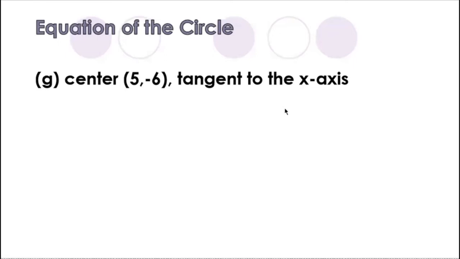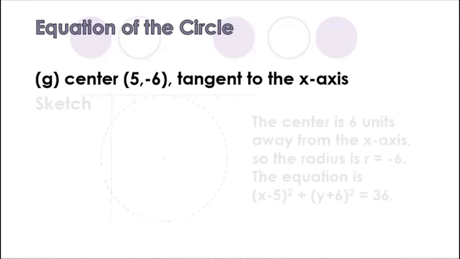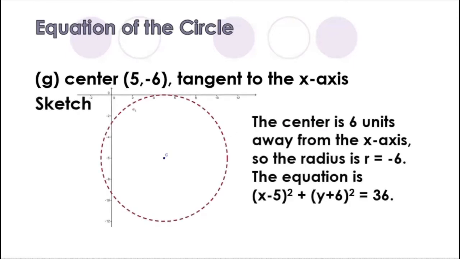So, ibig sabihin yung circle ay magta-touch at exactly 1 point doon sa y-axis. Yung point na yon ay tinatawag na point of tangency. So, pag in-sketch natin, ito ang kanyang sketch. Nilagyan natin siya ng red broken circle kasi hindi pa natin directly alam kung ito nga yung circle.